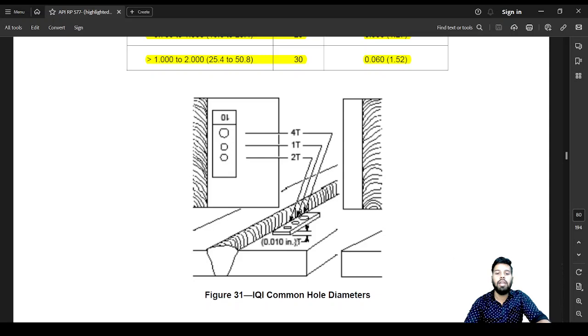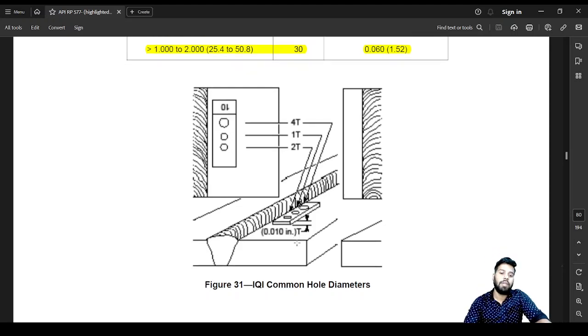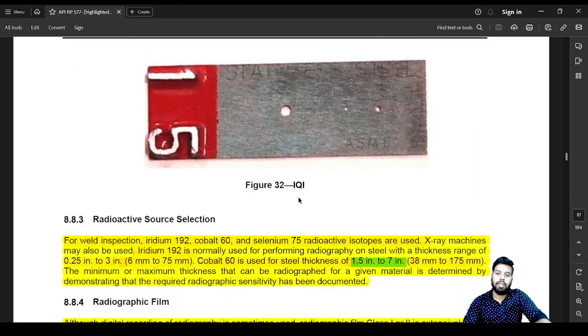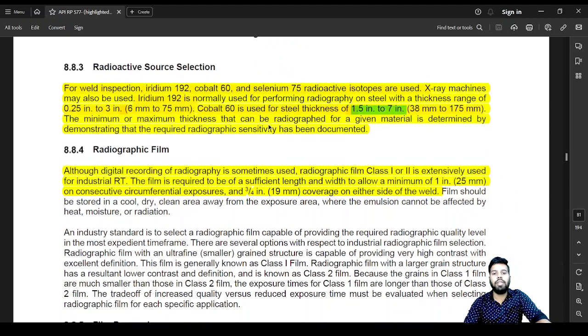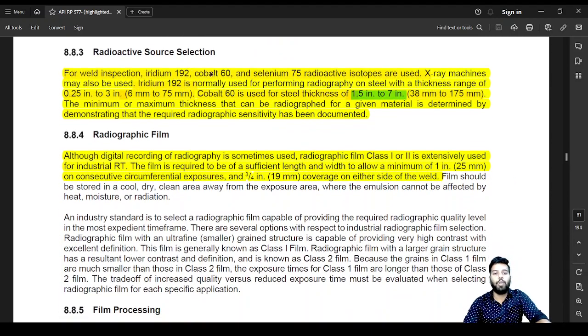When interpreting the weldment, the first thing we'll look at is the image of the IQI. If everything in the IQI is visible, then you can go ahead and interpret the radiograph, because this will prove that your image is of a better quality and you are at least able to see everything. It's something like this. So this is a 1T hole, this is a 2T hole, and this is a 4T hole. Next is radiation source selection. For weld inspection, iridium 192, cobalt 60, and selenium 75 radioactive isotopes are used.